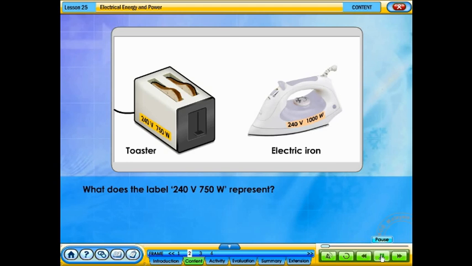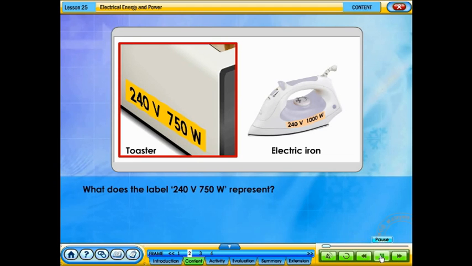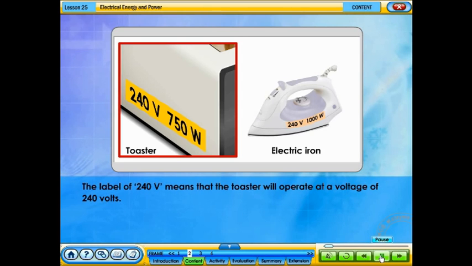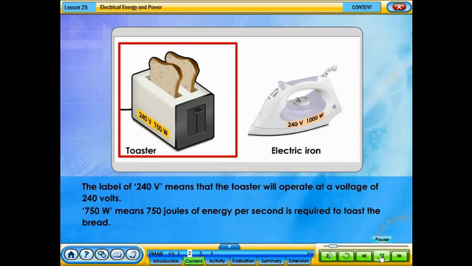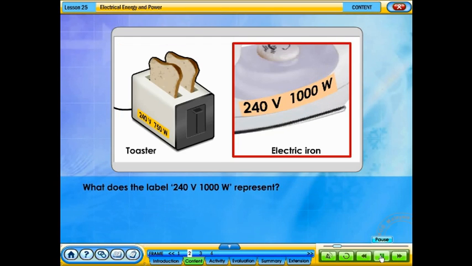What does the label 750 watts represent? Label of 240 volts means that the toaster will operate at a voltage of 240 volts. 750 watts means 750 joules of energy per second is required to toast the bread. What does the label 240 volts, 1000 watts represent?